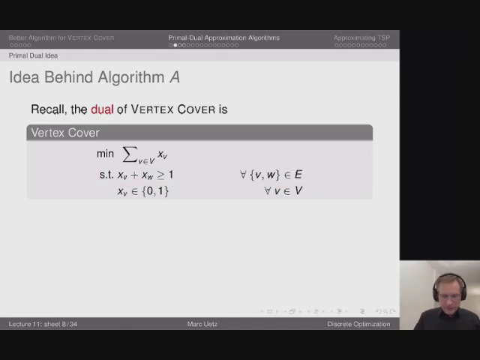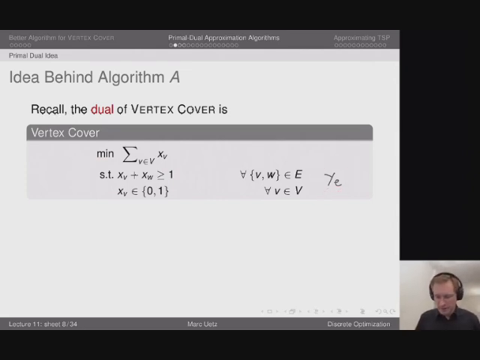Now, if I forget about the integrality constraints for a moment, in the corresponding dual, I actually will have dual variables for each of the constraints, right? So there will be a variable ye for each of the edges of the graph. The objective function in the dual will be a vector of all ones. So the dual will be a maximization problem where I maximize the sum of all these ye variables here.